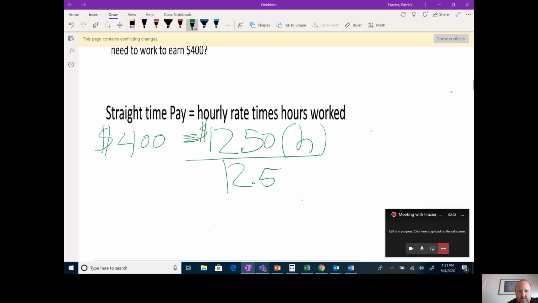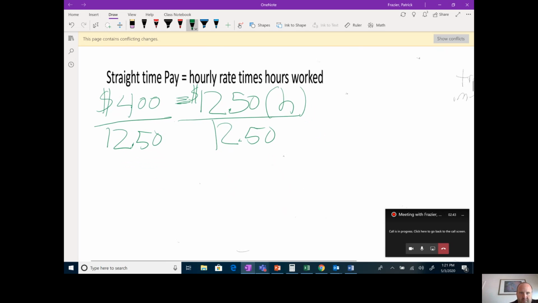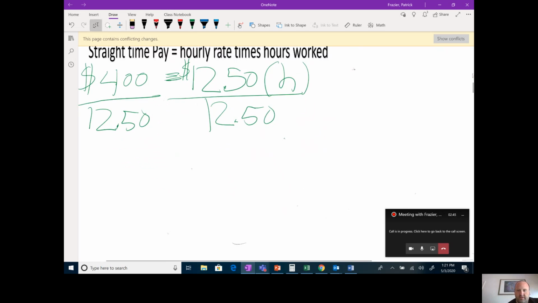So divide both sides by 12.50. And of course, in the real world, you just get 400 divided by 12.50. You're not going to necessarily take a pencil to paper and do these algebraic steps, but that's what you're doing mentally in your head. And that's really the only real point to that as far as a real world application, especially for a relatively simple problem.